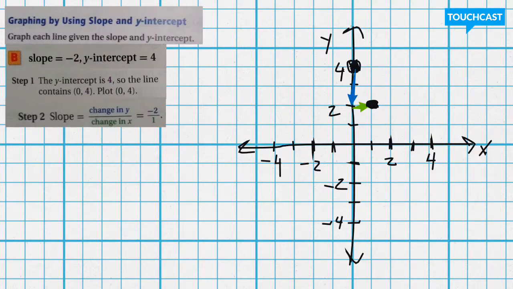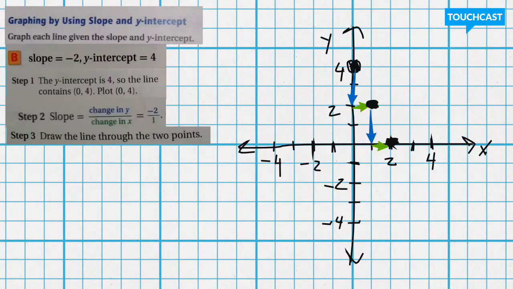Now we can keep doing that. We're going to rise down 2 and run over 1 to plot our next point. And the more points we plot, the more accurate our graph will be. But we can stop at 3. So now we can move on to step 3 and draw a line through the points. We put arrows on both sides, and we're done.